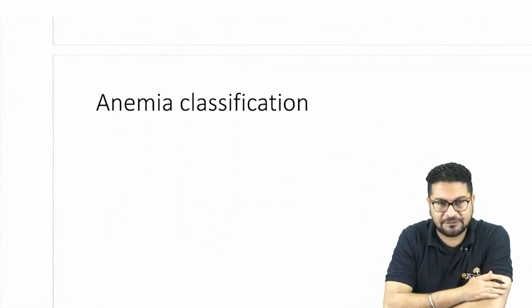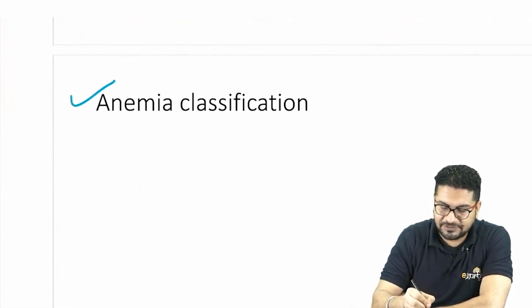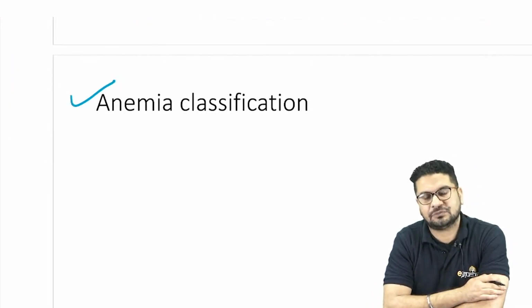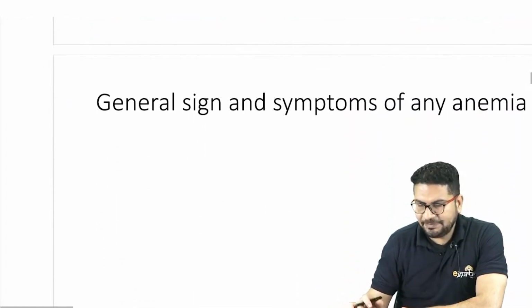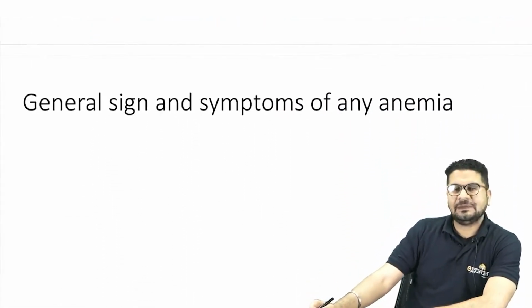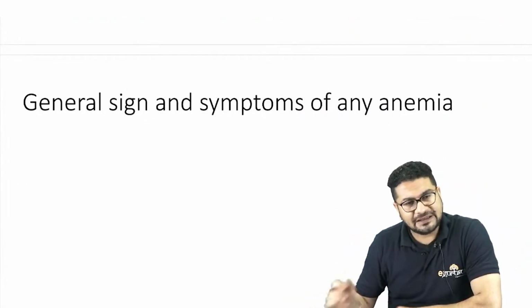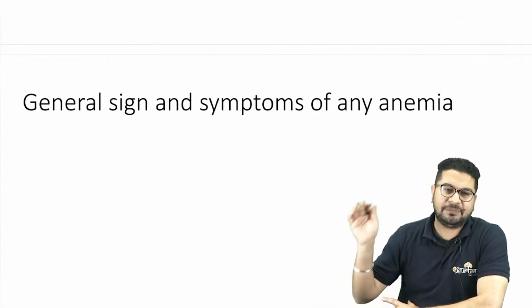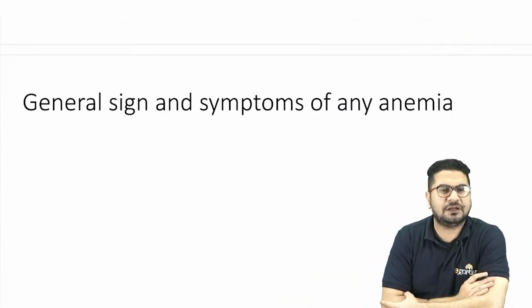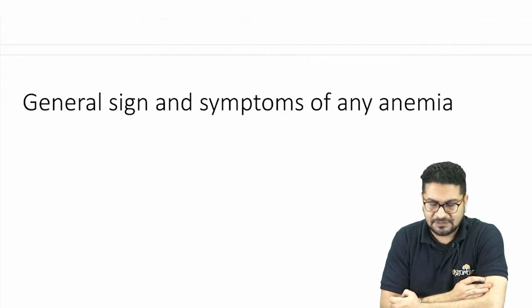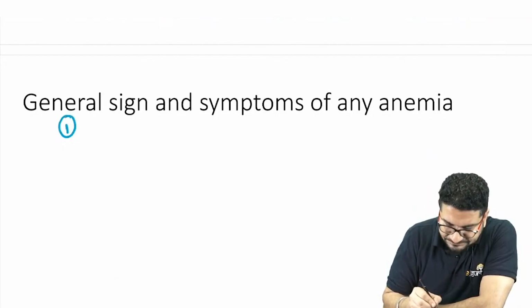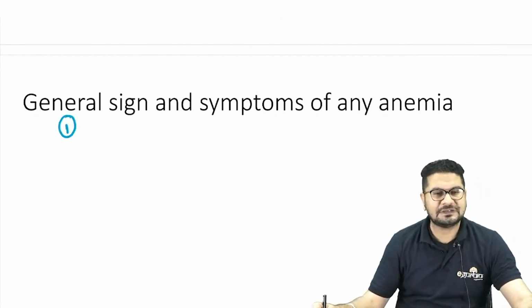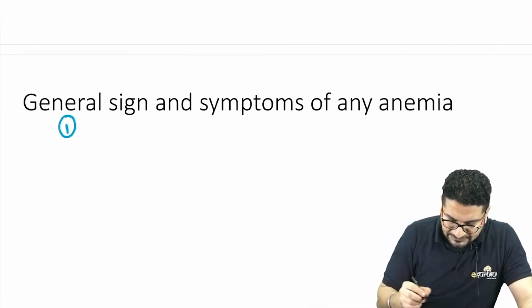So one by one, with this in the background, we can discuss different types of anemia. I have told you the classification already, that we can divide into microcytic, normocytic, macrocytic. Am I clear? Now see, any patient who is having anemia, any type of anemia, be it megaloblastic, macrocytic, normocytic, will have some common signs and symptoms. We call them general signs and symptoms. So what are these general signs and symptoms? Understand this.